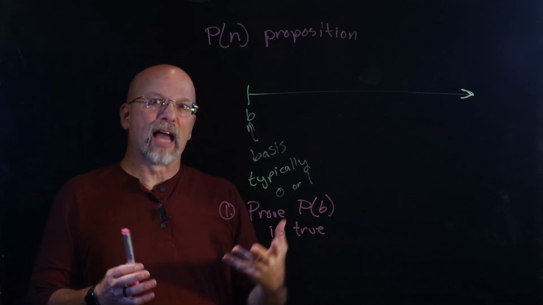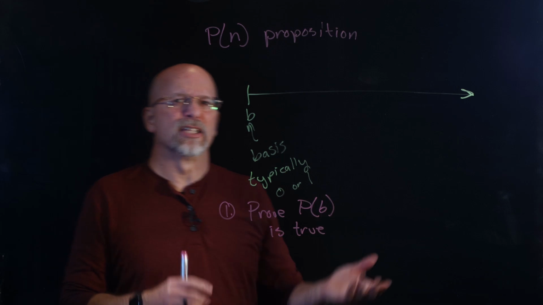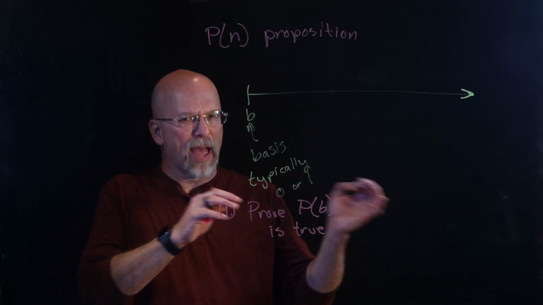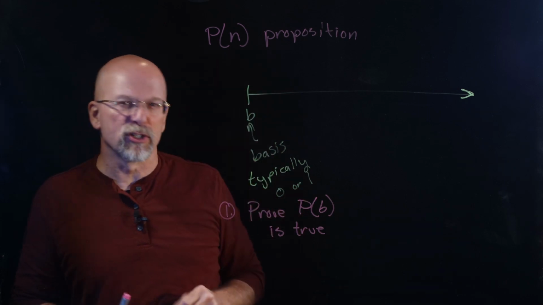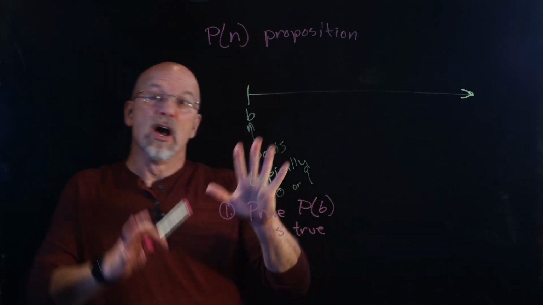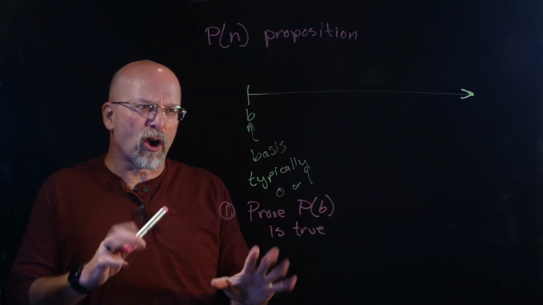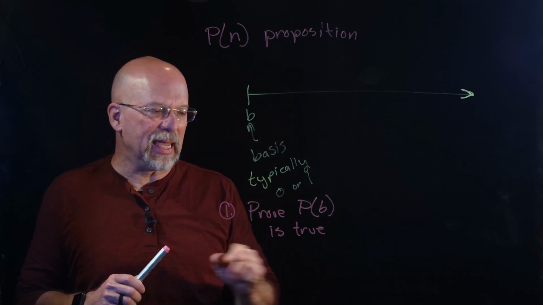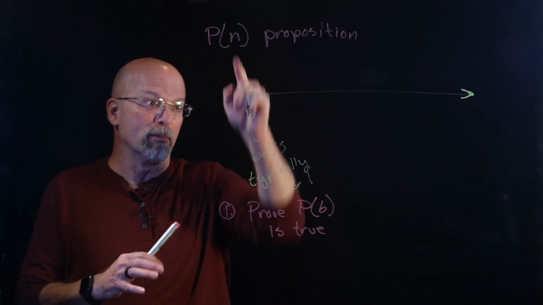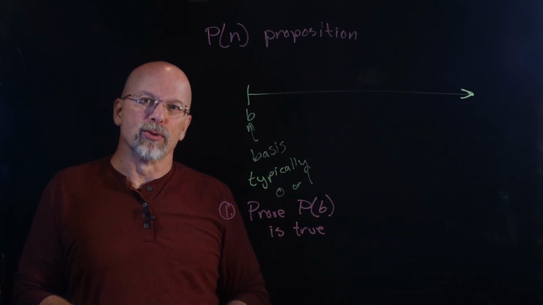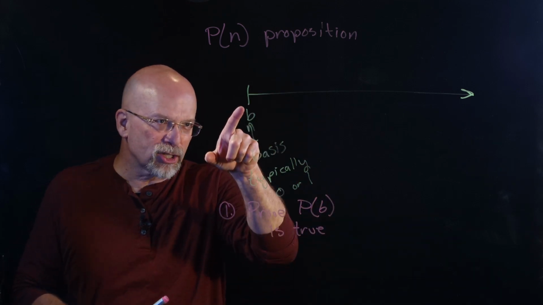So for example, I could have a proposition that n is greater than 5. And for different values of n, we get a true or false coming out of our proposition. So the idea is to start out our proof by showing that P of b is true, that when you substitute b for n, that proposition is true. So we've got a starting point.